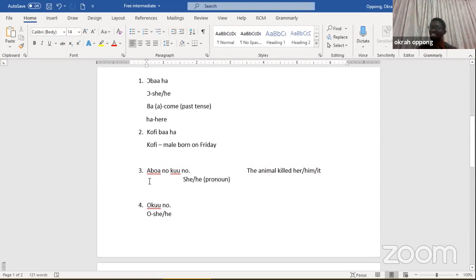And I also made the point that we only join the pronoun and the verb when the pronoun is at the beginning of the sentence, which is the subject. So in 3, there's a pronoun, but that pronoun is at the end of the sentence. So we don't join that pronoun with the verb kun, right?